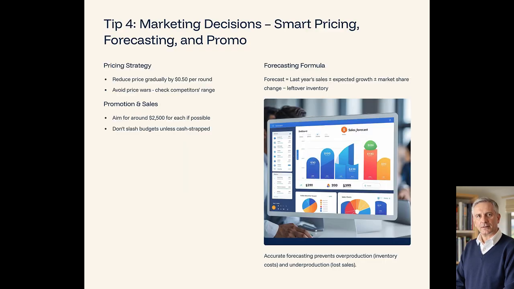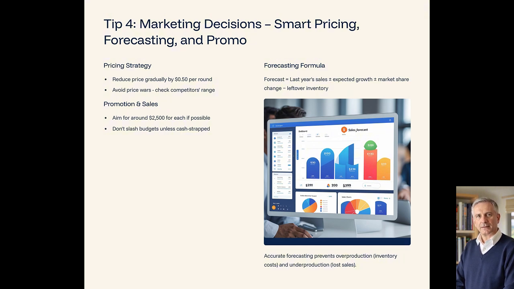Tip 4. Marketing decisions. Smart pricing, forecasting, and promo for pricing. Reduce price gradually by 50 cents per round to maintain competitiveness as the segment matures. Avoid price wars. Use the Courier to check your competitors' price range. For promotion and sales budget, keep investing in promo and sales. Aim for around $2,500 for each if possible. Do not slash these budgets unless you're severely cash-strapped.